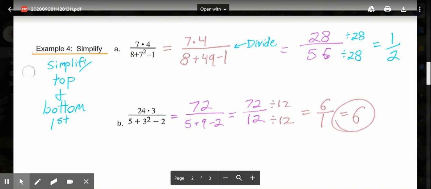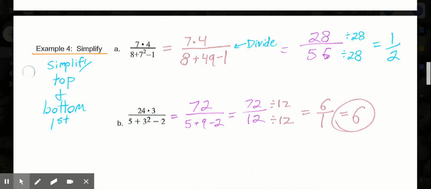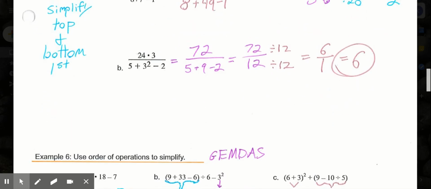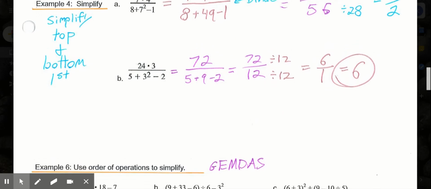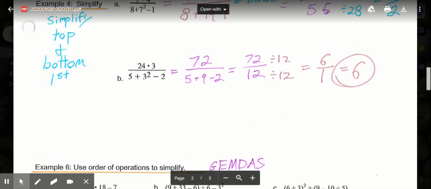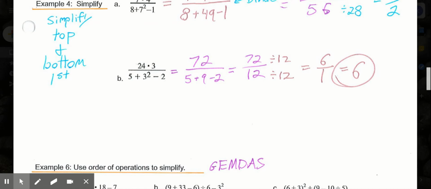If you didn't know to start with dividing by 28, you could start by dividing top and bottom by 2, and then checking again to see if that can be simplified further. In B, again, we want to first do the order of operations on top and bottom separately. So on top, it's just 24 times 3, which is 72. On bottom, we have 5 plus 3 squared minus 2. So I start with the 3 squared, which is 9. 5 plus 9 minus 2 is 12.